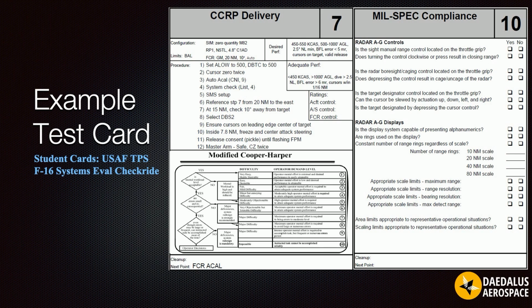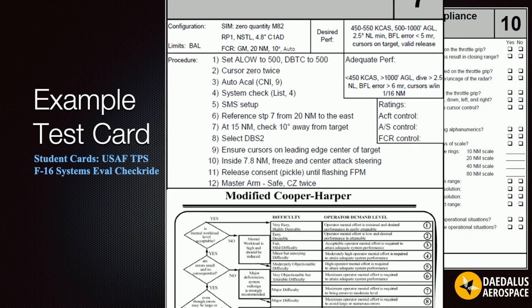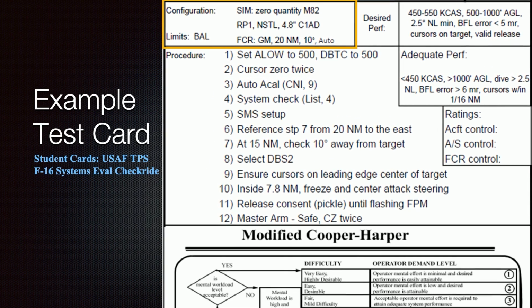One of those system test check ride requirements in that notional test plan was the evaluation of controllability of the jet during a simulated weapons delivery, including use of a Cooper-Harper handling qualities rating scale. That's what you see in card number 7 on the left. You can see the setup and limits in the top of the card, procedural steps 1 through 12 in the main section, task performance definition, and room for me to write down ratings on my assessment of my ability to control the aircraft, the airspeed, and the fire control radar during the test.